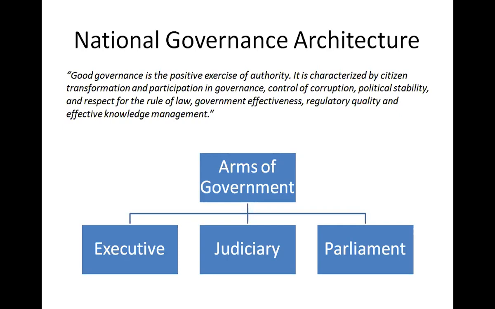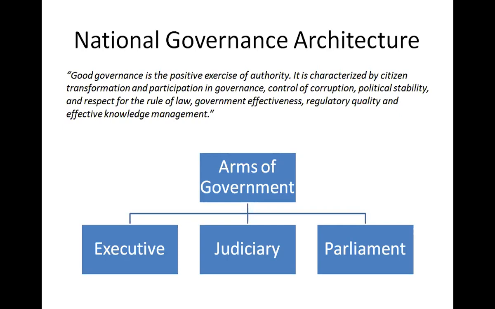legislative enactment. So just like when we talk about good governance, we say that good governance is a positive exercise of authority, which is characterized by the citizens' participation in governance, control of corruption, political stability, respect for the rule of law, government effectiveness, regulatory quality, and effective knowledge management. This cannot be effective if all arms of government do not work together, and it cannot be effective if they do not cooperate. Lack of coordination between the arms of government will not be able to achieve the governance structure that is needed.